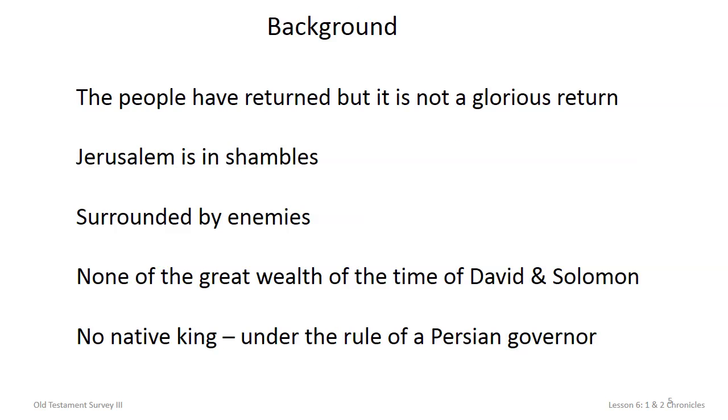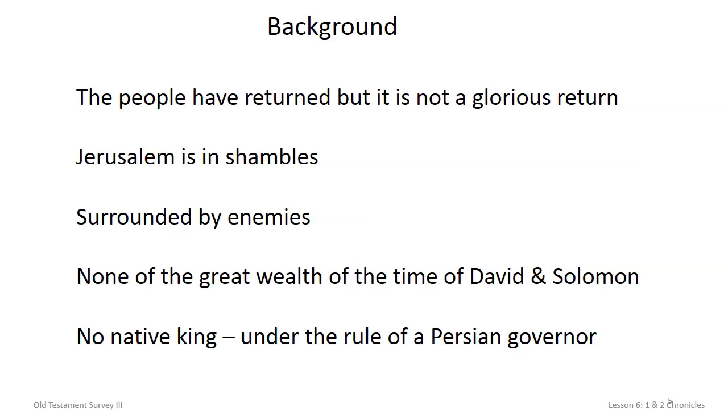So let's look a little bit at the background of this so we can get this in context of what's going on here. The people have come back. The return happened in 3 waves. But as each group comes back, they're hit with the reality that this is not really a glorious return, like you might see in movies, of people coming in a great grand parade and celebration. Yeah, they're happy to be back. But you might liken it more to refugees returning to their land after a war, coming back into the war zone, because Jerusalem's in shambles at this time. It's been torn down. It was destroyed 70 some odd years earlier. And it's still a royal mess.